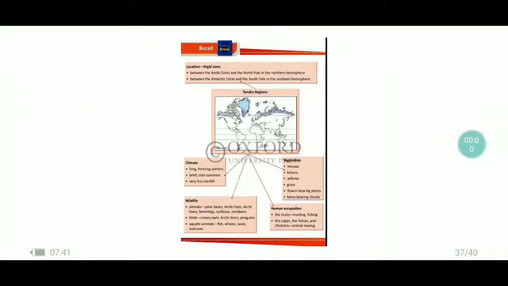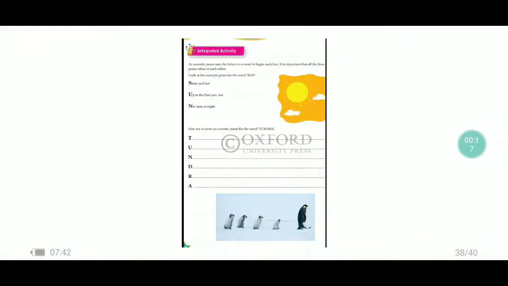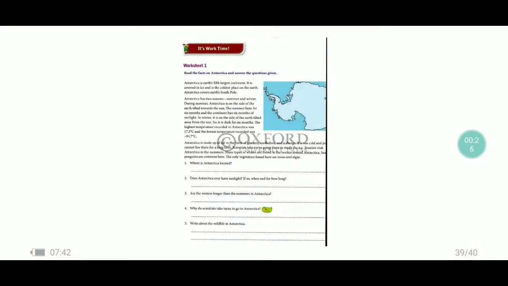Children, we studied about the Tundra region, its location, climate, wildlife, vegetation and human occupation. Now you will be able to write an acrostic poem on the Tundra region. You also will be able to solve your worksheet 1, wherein a comprehension is given.